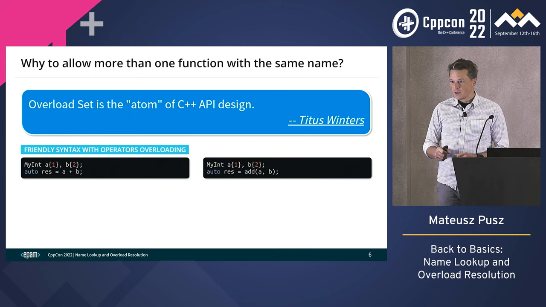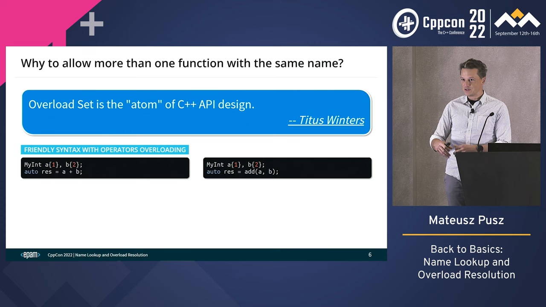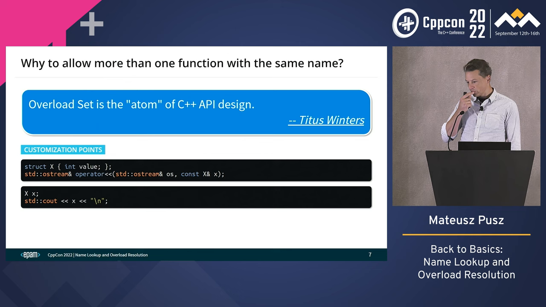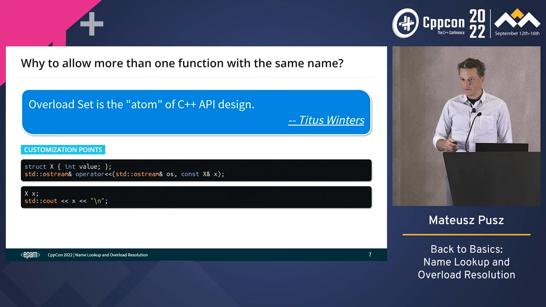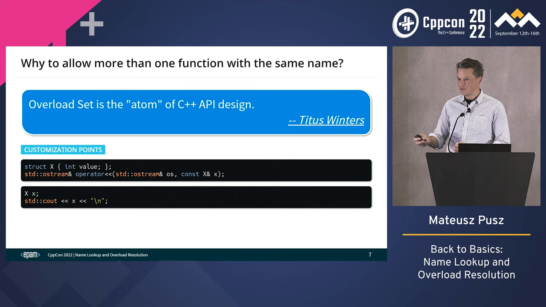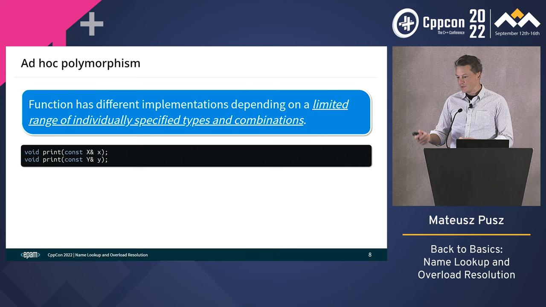For example, I'm the author of a physical units library. And if I compare the solution in C++ to the solutions, for example, in Java, where you have to put add, subtract, multiply for all of the units, it's totally different readability for the user. And also, this allows us to provide customization points, right? Like swap or the streaming operator or other things. All of this is achieved thanks to the fact that we can name several functions with the same name. This is actually a kind of polymorphism called ad hoc polymorphism. So basically, a function has a different implementation depending on the limited range of individually specified types and combinations like that.